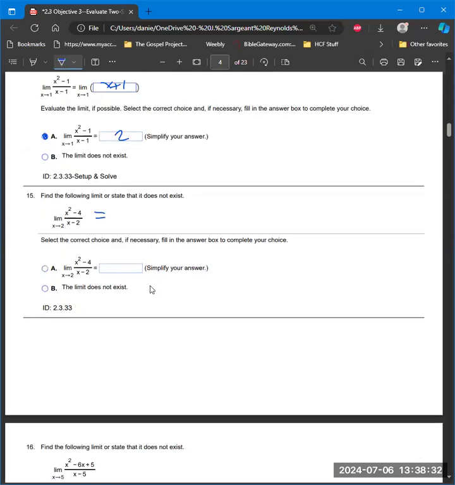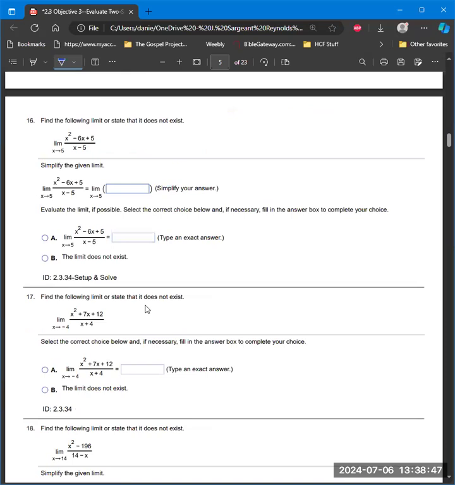So limit as x approaches 2, x plus 2, x minus 2 over x minus 2. It's going to be 2 plus 2 is 4. Limit as x approaches 5 of x minus 5, x minus 1 over x minus 5. 5 minus 1 is 4.